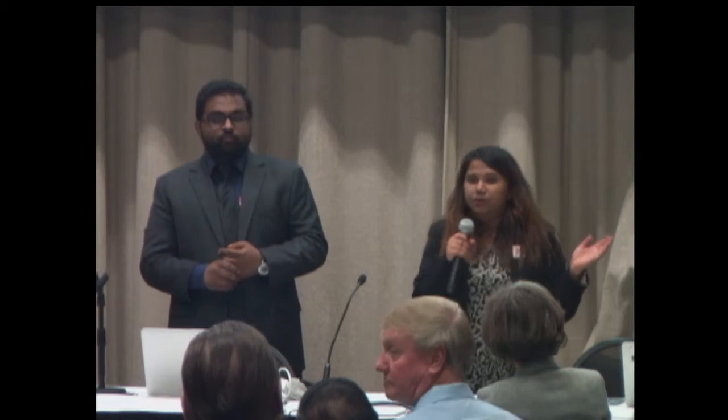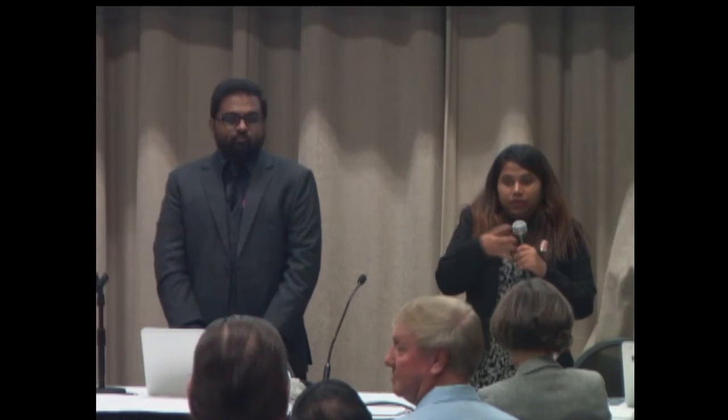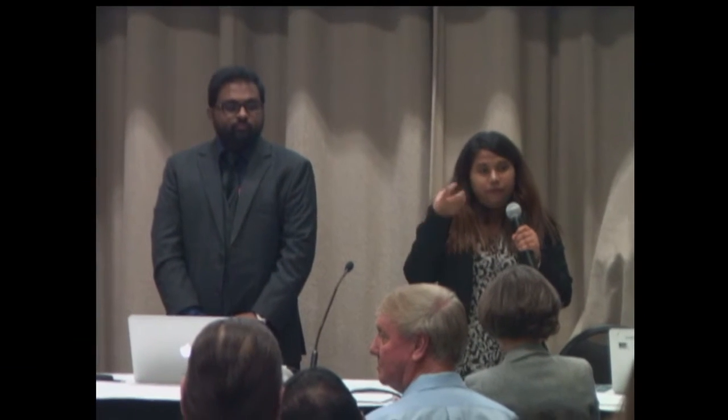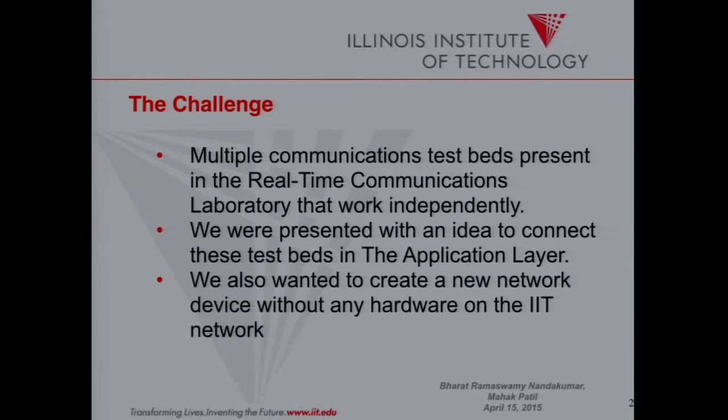So as Professor was saying before, we have a lot of test beds in our real-time communications lab, but we need to integrate them and find out how call flows, and that was the challenge of our project. So we picked this up, and instead of building a physical device on campus, we pushed this whole system to the cloud. So what does this mean?